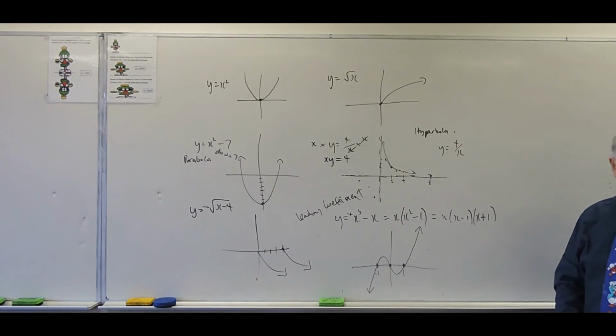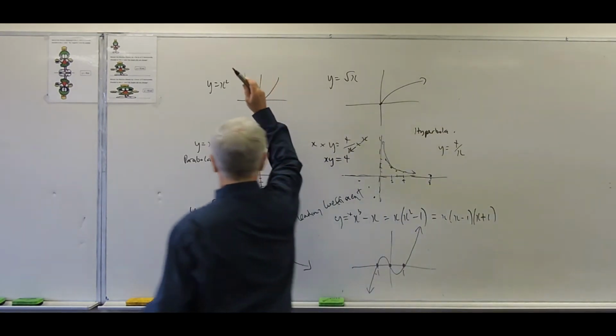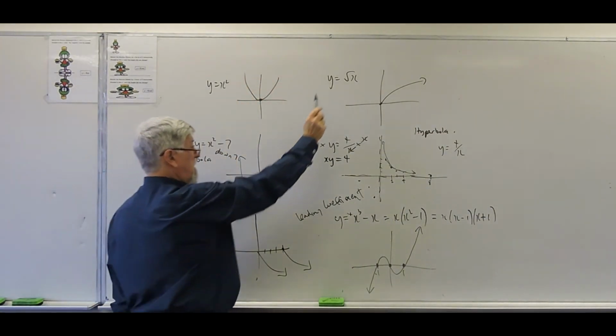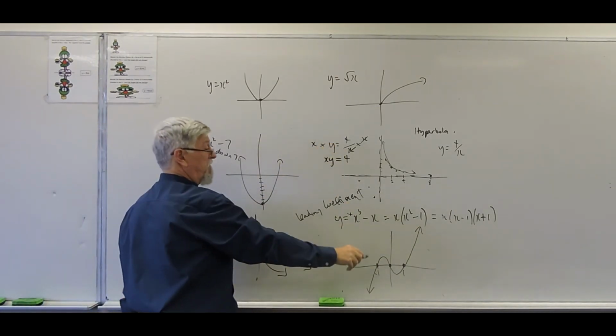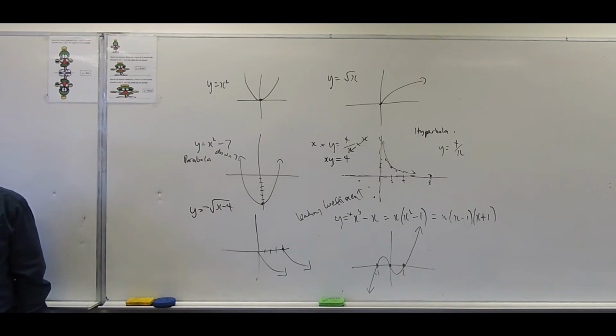So there's 6 graphs. I've only dealt with some parabolas. I've dealt with a couple of square roots. I've dealt with a hyperbola, and I've dealt with a cubic. So is there much more than that?